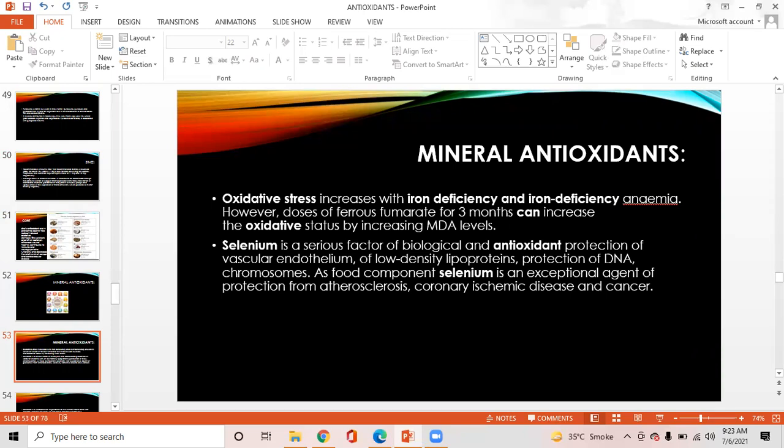Selenium is a serious factor of biological and antioxidant protection of vascular endothelium, of low density lipoproteins, and protection of DNA and chromosomes. As a food component, selenium is an exceptional agent of protection from atherosclerosis, coronary ischemic disease, and cancer.